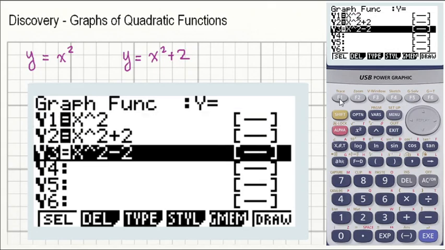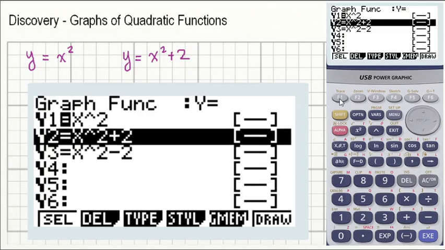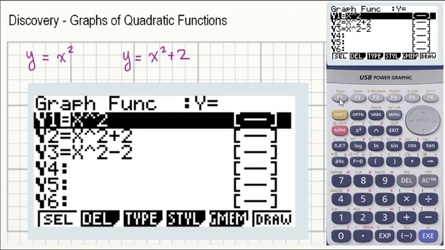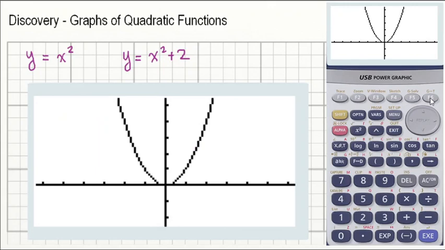Now all of them are selected, so if I plot them, they will all be plotted and perhaps I won't know which is which. So first, I will just plot the first one. So I have unselected the bottom two, and now we could just press our draw button, F6. So there you go. That's what we would expect of a graph of a quadratic function.